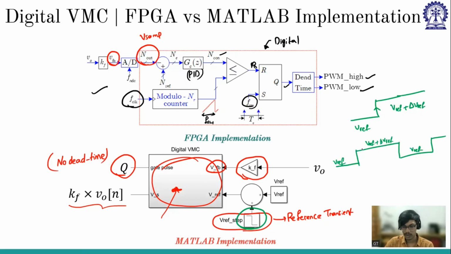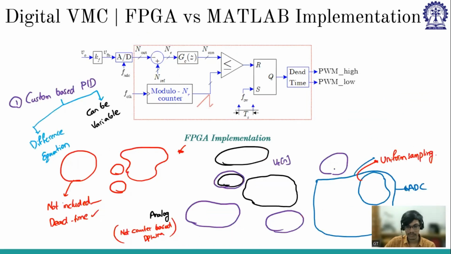Same for the load transient, we can give multiple load transients. In the hardware also, if you want only one step, we can give that step. And if you want square, we can give square. Again, it is up to the user's choice how he wants to give.